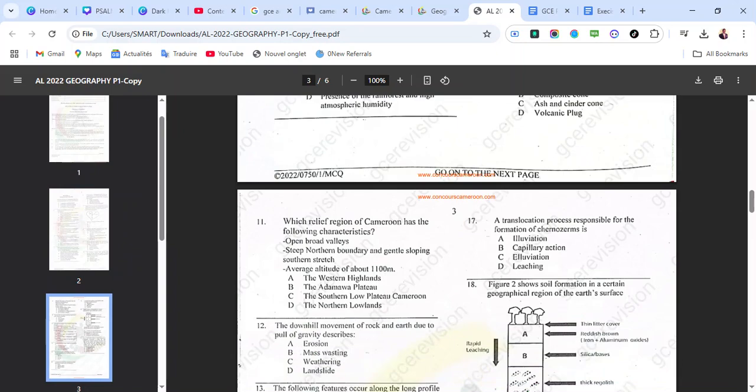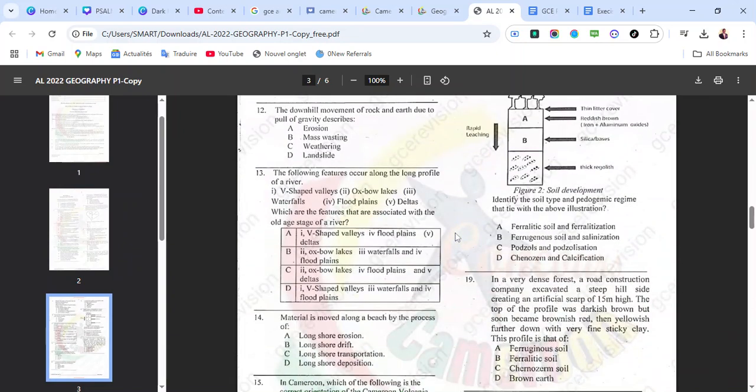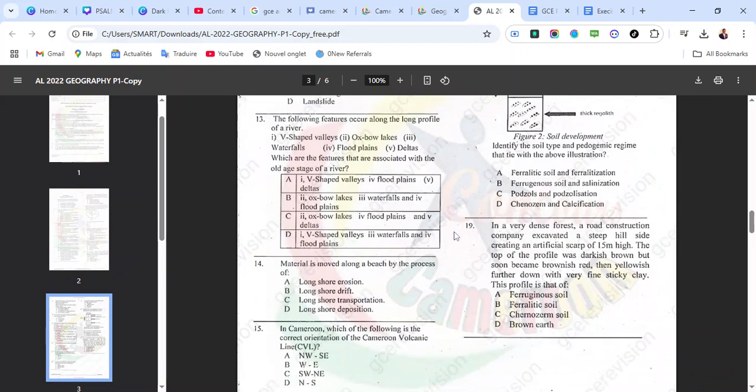Figure 2 shows soil formation in a certain geological region of the Earth's surface. They say identify the soil type and pedogenic regime that tie with the above illustration. Correct answer for 18 is A, which is ferrallitic and ferrallitization.